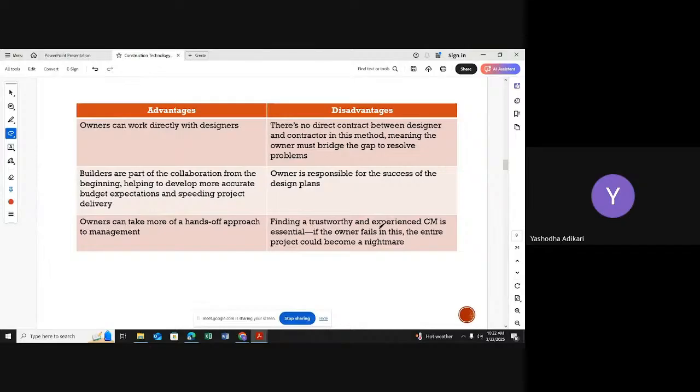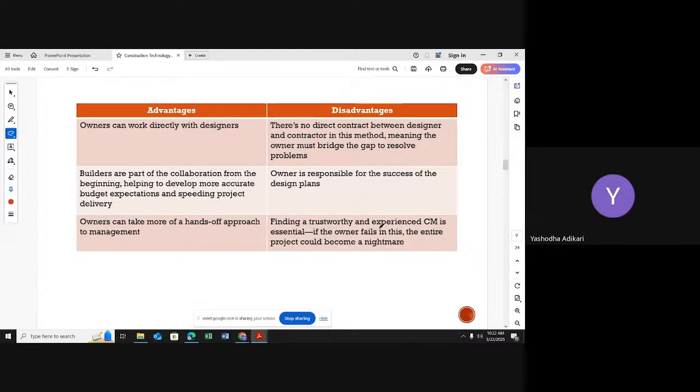So advantages means owners can work directly with designers. Builders are part of the collaboration from the beginning, helping to develop more accurate budget expectations, speeding the project delivery. Owner can take more of the hands-off approach to manage.